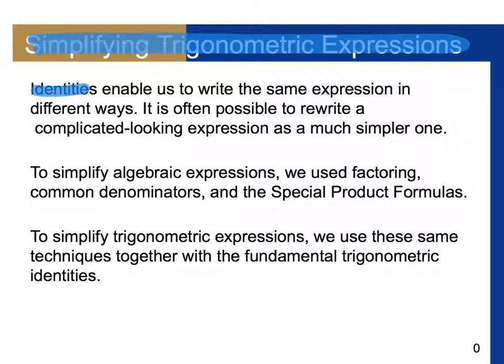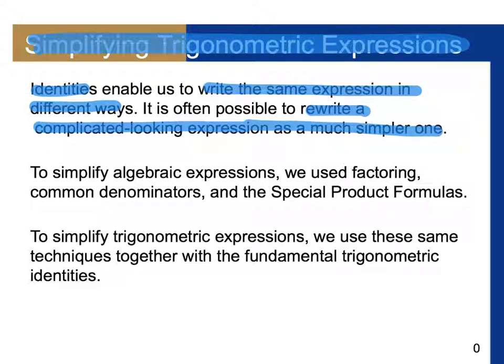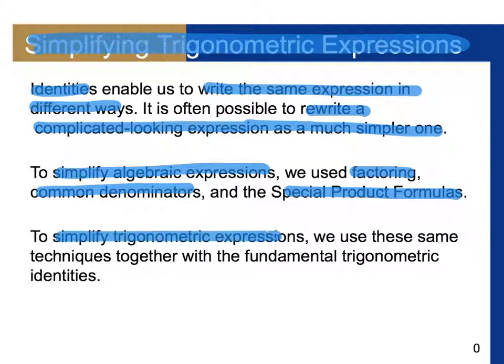So we use these identities, and they allow us to write the same expression in different ways. We can rewrite a complicated looking expression as a much simpler one, usually, which is what we're trying to do. And remember, we simplified algebraic expressions. We used factoring, common denominators, and the special product formulas that we had before, like difference of squares, difference of cubes, sum of cubes. For simplifying trigonometric expressions, we'll use these same techniques, plus the fundamental trig identities that we just looked at. So it's similar to what we've been doing, but now we're going to use these trig identities too.